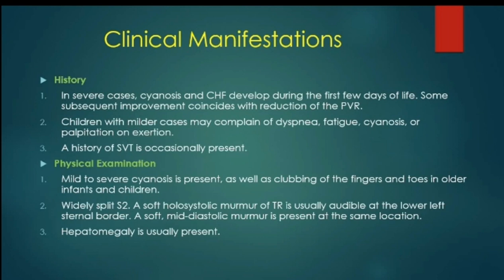supraventricular tachycardia. By physical examination, there is mild to severe cyanosis according to the condition. In older children, there may be clubbing. By examination, there is widely split second sound, a pansystolic murmur on the tricuspid area for the tricuspid regurgitation, and there may be also a mid-diastolic murmur at the same location for a relative tricuspid stenosis because of the increased flow across the tricuspid valve. Hepatomegaly is usually present.